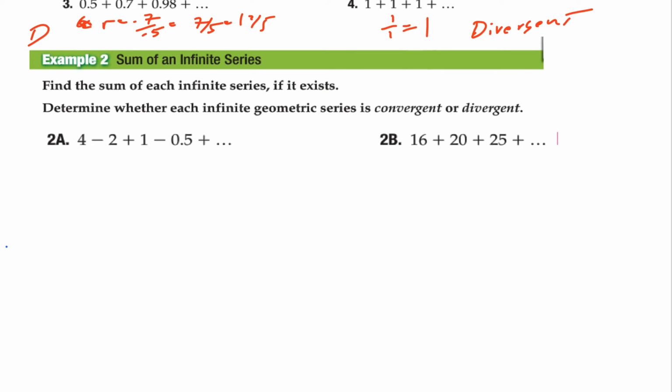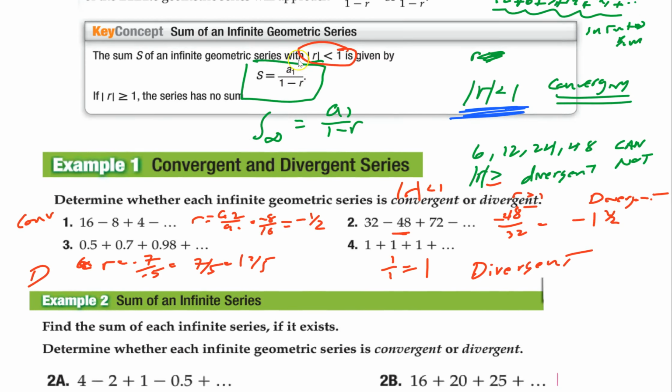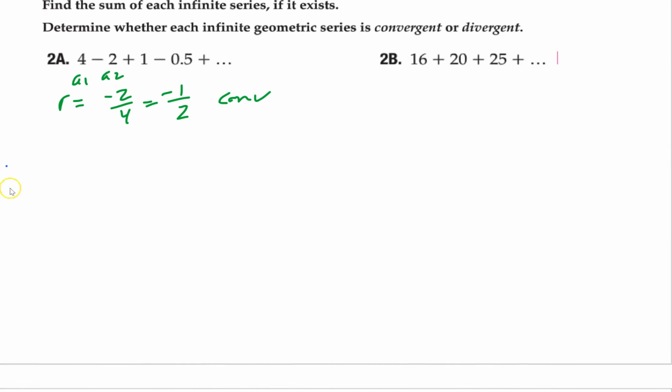Example 2. Let's actually find the infinite sum of some of these things. Remember, first thing, make sure you can. So let's find r first, because we might not be able to. Here's a2, here's a1. Negative 2 over 4 is negative 1/2. So it is convergent. I can find it. Now let's actually find it. My formula is this right here. Infinite sum equals a1 over 1 minus r.